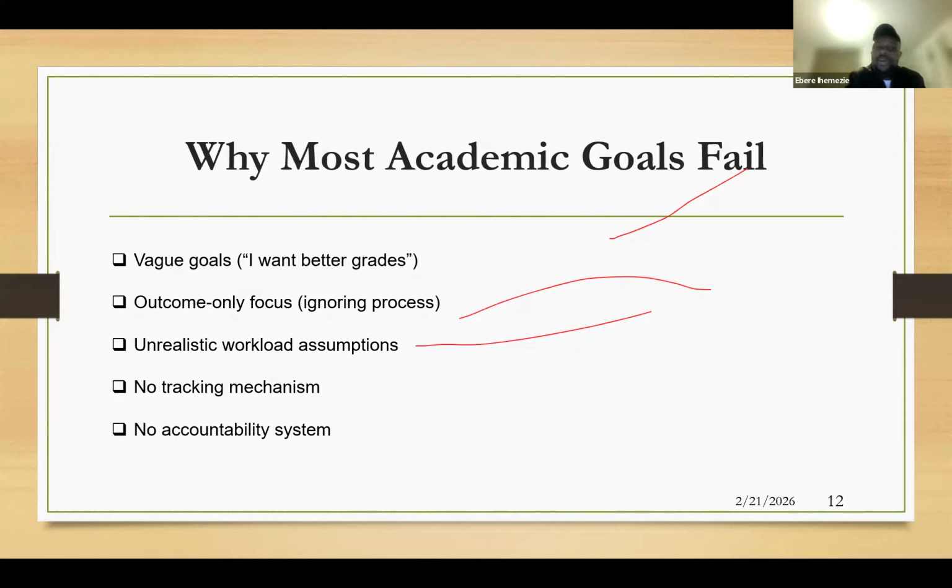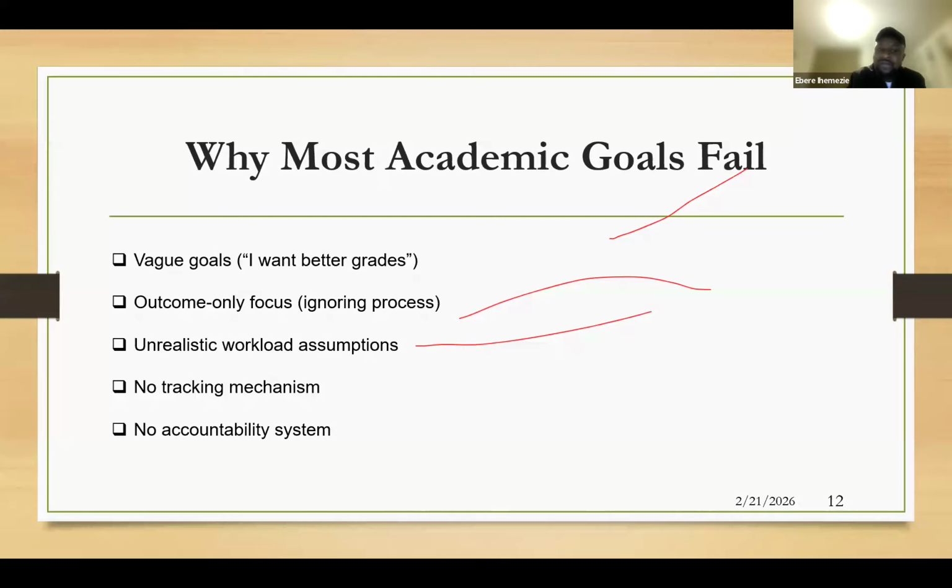Another point is unrealistic workload assumptions. You need to be realistic. Like I told you, after my first semester, my first section in my undergraduate program, I found out that my first CGPA was 4.1 or thereabouts. I didn't assume that from second year I would make 5.5. No, I know it's not realistic, because I know the workload. So look at yourself, look at your situation, the one more peculiar to you, and make sure you don't overload yourself with so many things that will become distractions.